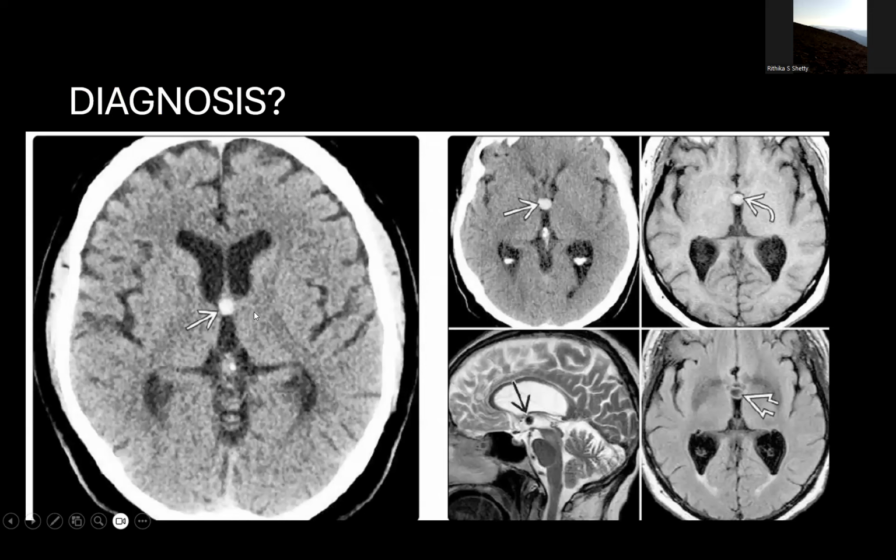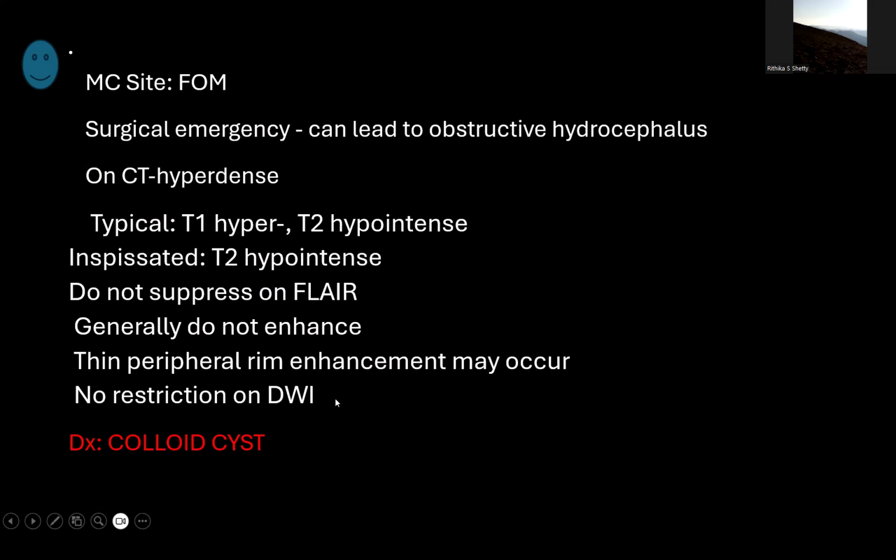Here we can see a cystic lesion which is hyperdense on CT in the region of the foramen of Monro. This is hyperintense on T1, T2 hypo, not completely suppressed, causing hydrocephalus and transependymal edema. So this is a case of colloid cyst. For colloid cyst, we have to always remember three main features for diagnosing.